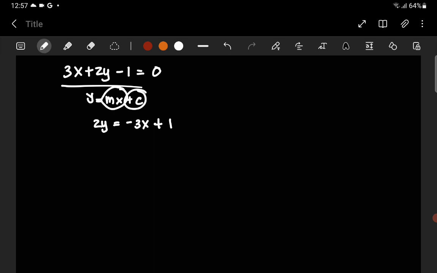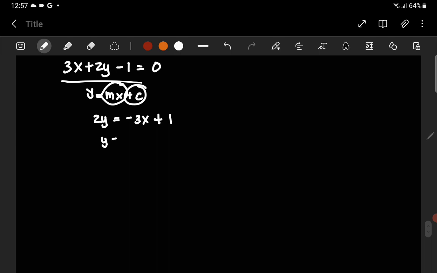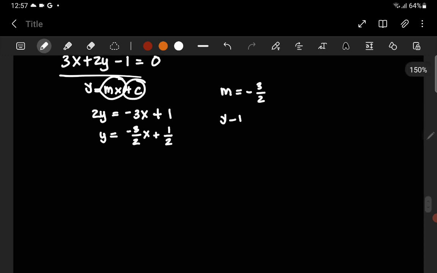No, because if you look at the left-hand side, the y is not single, it's double, right? So we need to make it single. How to make the 2y become y? You divide all of them by 2. Okay, so this one y, negative 3x divided by 2, negative 3 over 2 x, and then plus 1, 1 divided by 2 becomes 1 over 2. So then I can say the m will be negative 3 over 2. Don't put the x because the x is not a part of the gradient. And then the y-intercept will be half.